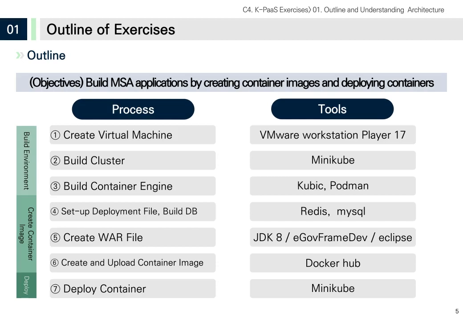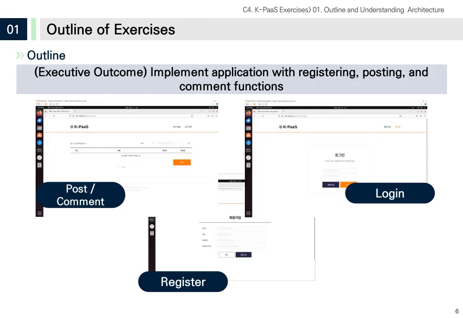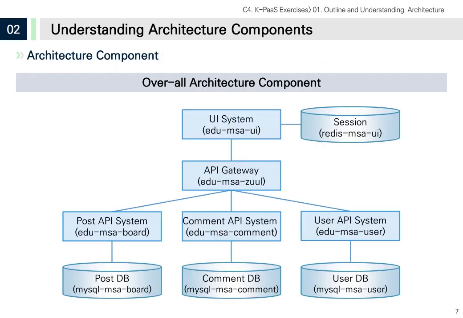The practice exercise consists of 3 main steps. Create an environment, create a container image, and deploy a container image. To break it down, the environment setup consists of creating a virtual machine, building a cluster, and building a container engine. Next, the container image creation step consists of setting up the deployment file, building a DB, creating a WAR file, creating and uploading a container image, and finally deploying the image to build an application. By the end of the exercise, you will have implemented an application with a microservices architecture that includes sign-up, message board, and commenting functionality.